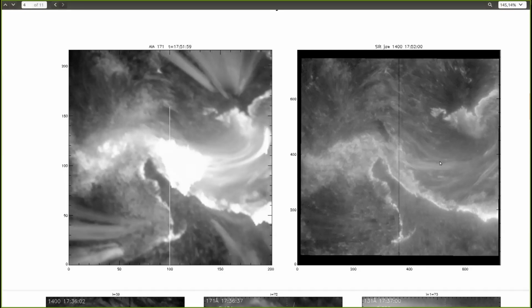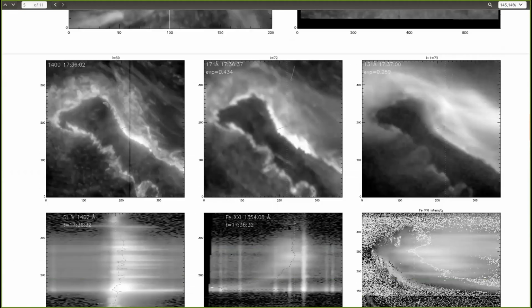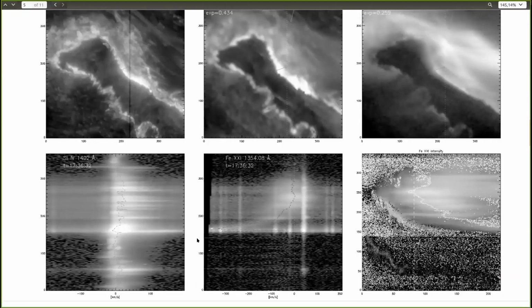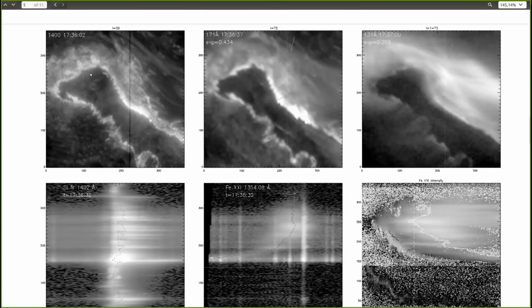Here are the images from IRIS, and you have the ribbons here, with much detail. Here you have the position of the slit. And now I'll show you a combined presentation of the data. Here is the 1,400 emissions.